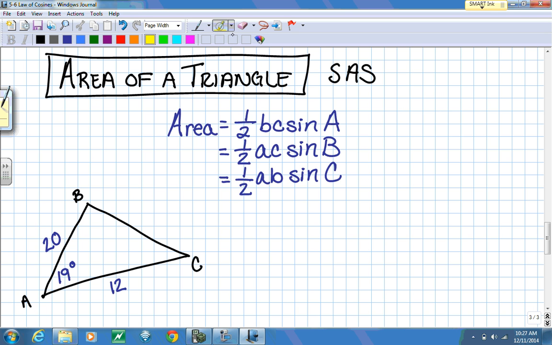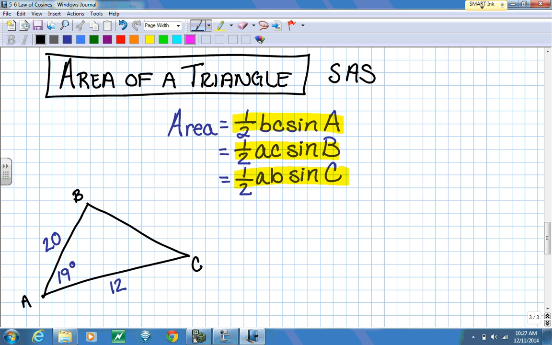The formulas that can be used, and if you're interested, you can look at the proofs and how these formulas are derived in your book, but I'm going to save that time right now. Here, if you wanted to take the area, all it is you take 1/2 b times c times the sine of angle A. And what's happening here is you're really taking 1/2 the base times the height.